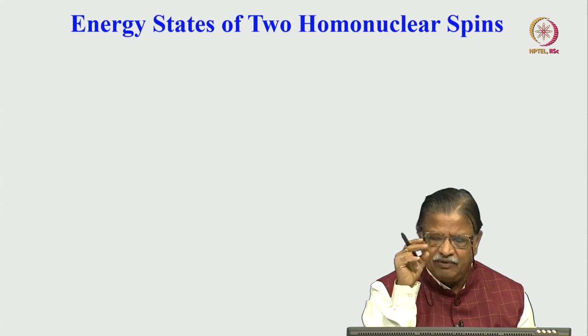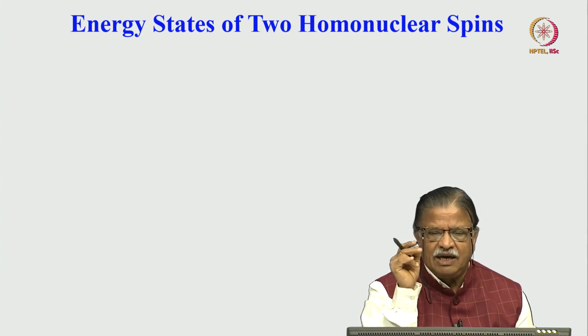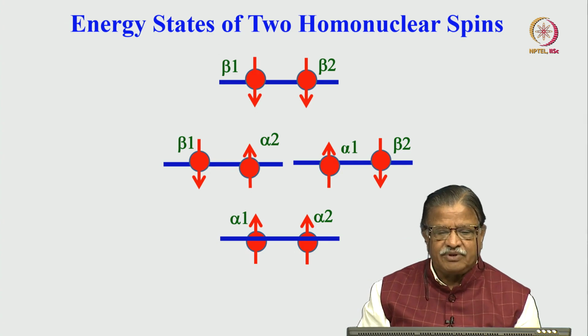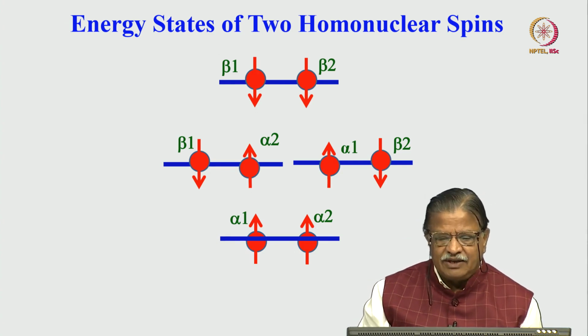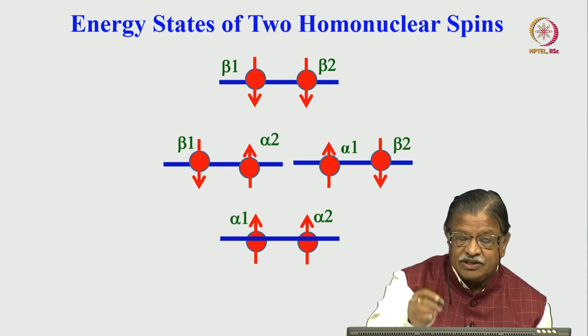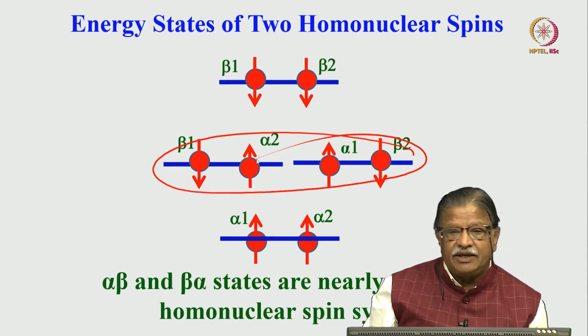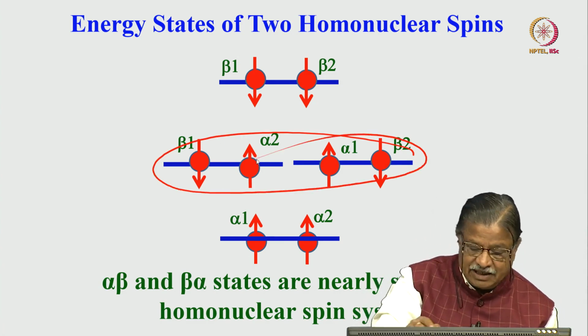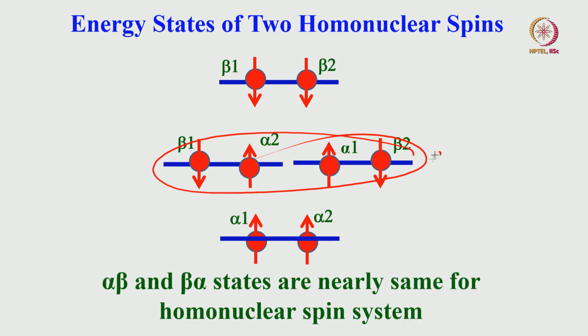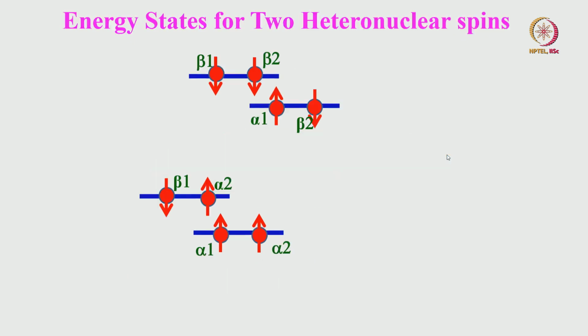In these two conditions, homonuclear spins or heteronuclear spins, these are the energy states and this is how the transitions come. For the homonuclear case, these are the four energy states. The alpha alpha and beta beta states are nearly equal in both cases. In the homonuclear case, the alpha beta and beta alpha states, where the magnetic quantum number is 0 for both, have nearly the same energy. There is a minute difference, but practically they are equal. Whereas for two heteronuclear spins, it is something different.